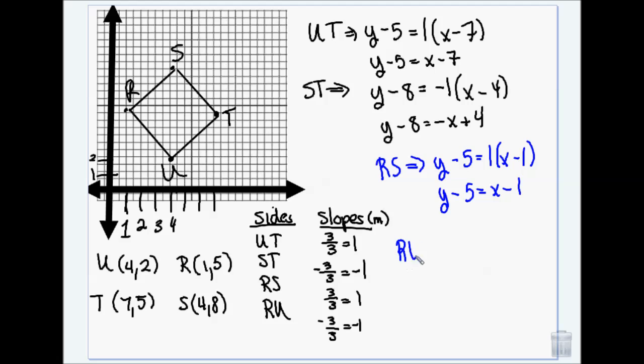And then finally, RU. My slope is -1. And the only point we haven't used yet is U, so we might as well use U. So we'll do y minus 2 is equal to -1 times x minus 4. Distribute that -1. So y minus 2 is equal to -x plus 4.